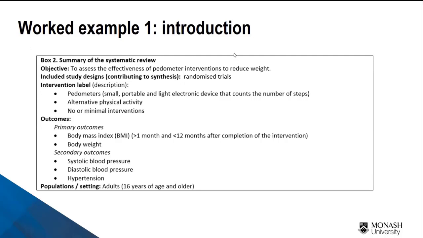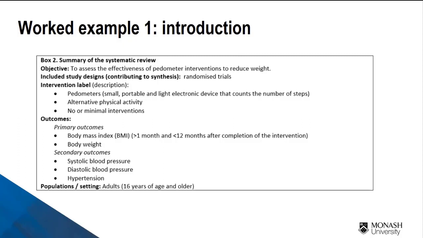So this first example is what I've just shown you. Actually, it's a review that was looking, so it's fictional. It's looking at a review whose objective is to look at the effectiveness of pedometer interventions to reduce weight. In some ways, there's some simplicity to this review. So while it's kind of in the public health domain, they're restricted to including randomized trials, and they're looking at the effects of pedometers against alternative physical activity or no or minimal interventions. And I'm just going to consider the particular comparison here of pedometer versus no or minimal interventions.